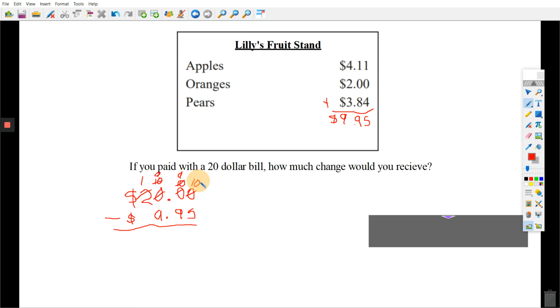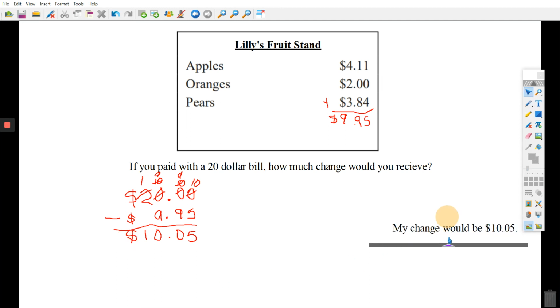So we start. 10 minus 5 equals 5. 9 minus 9 equals 0. Bring down the decimal point. 9 minus 9 is 0. And this 1, we just bring it down because there's nothing to subtract. That means that we receive $10.05 as change. My change will be $10.05. This is all for today, guys, so I hope to see you soon.